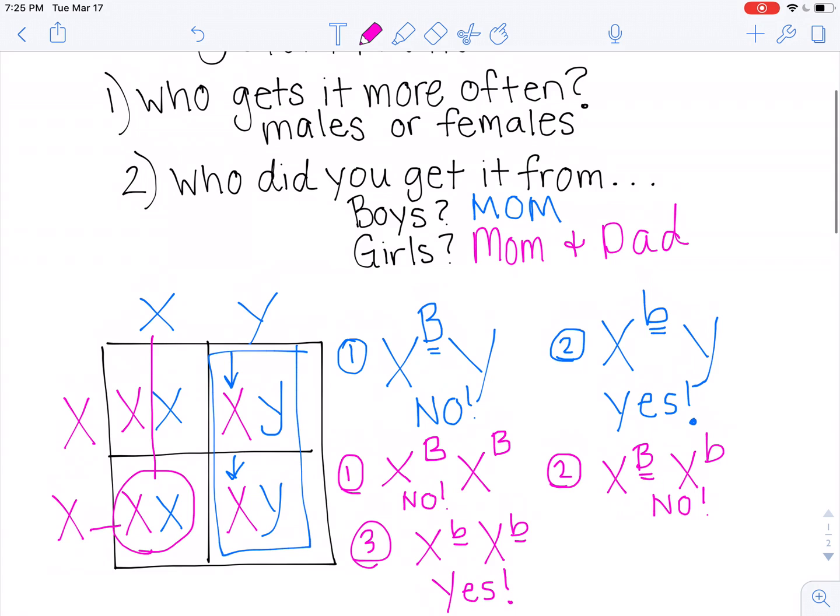Next, we're going to answer the question, who gets it more often, males or females? Boys only need one recessive form of the trait to be colorblind and only have it come from mom. Girls need 2 forms of the recessive trait, one coming from mom and one coming from dad. So it makes it a lot harder and less likely for girls to be colorblind. Males actually get it more often. 1 in 12 boys are colorblind, whereas 1 in 200 females are colorblind.